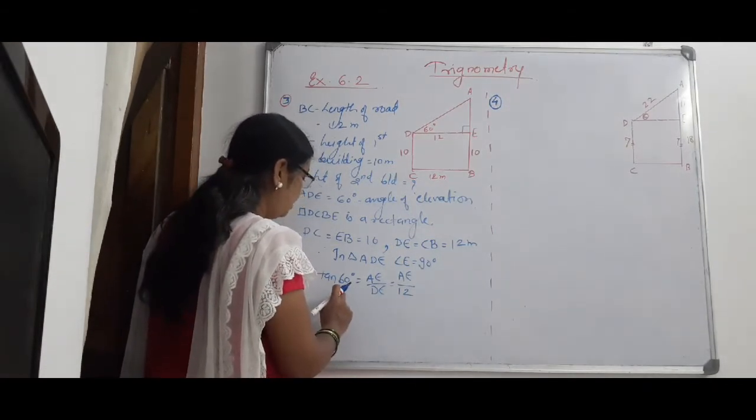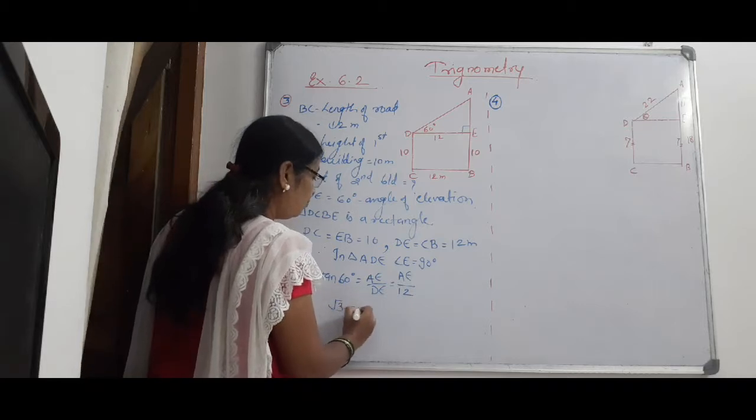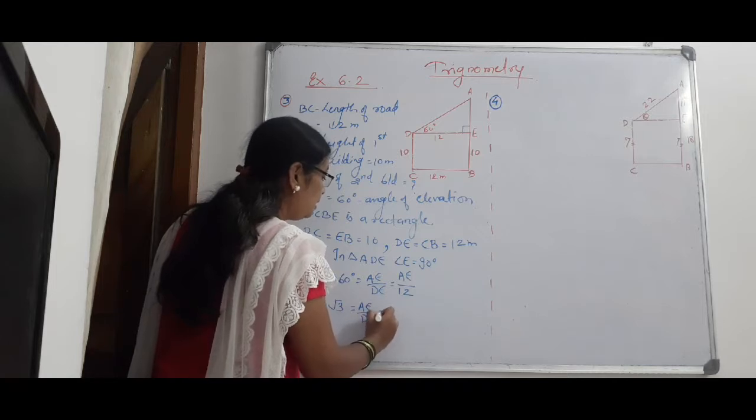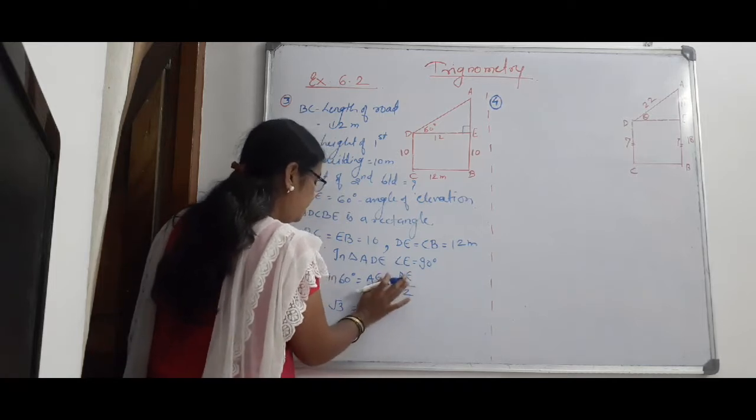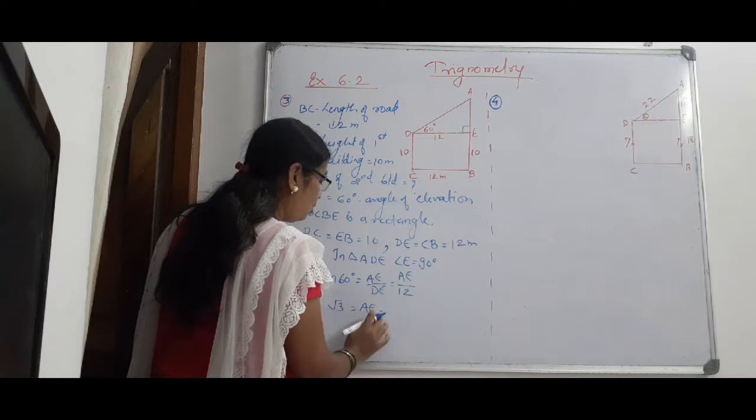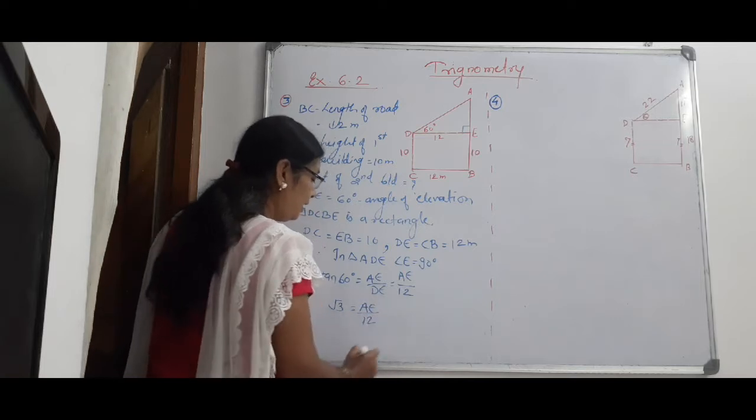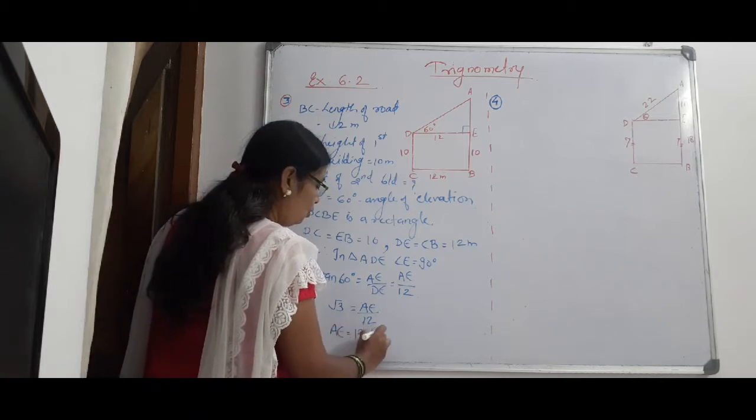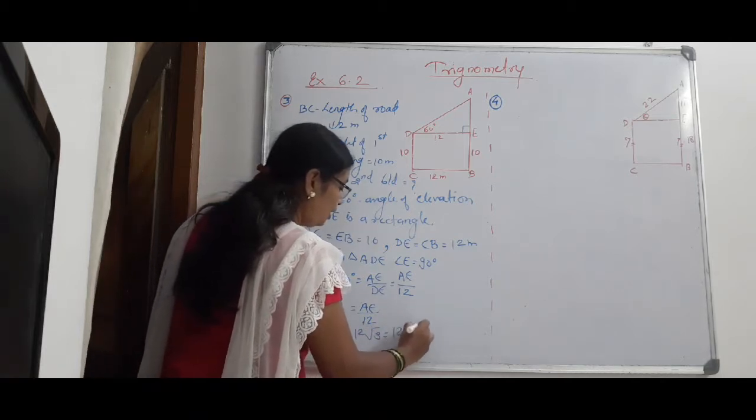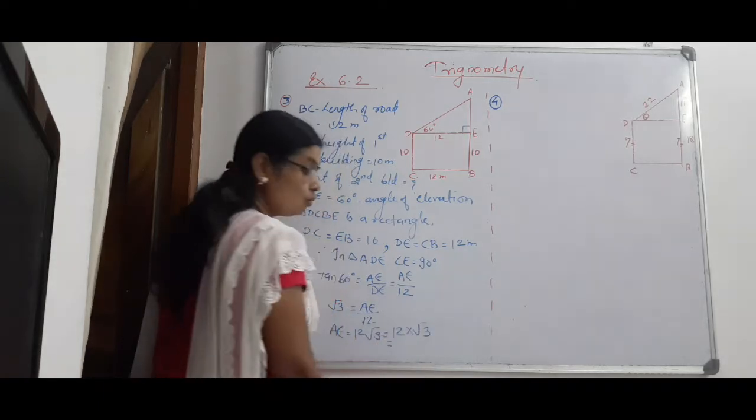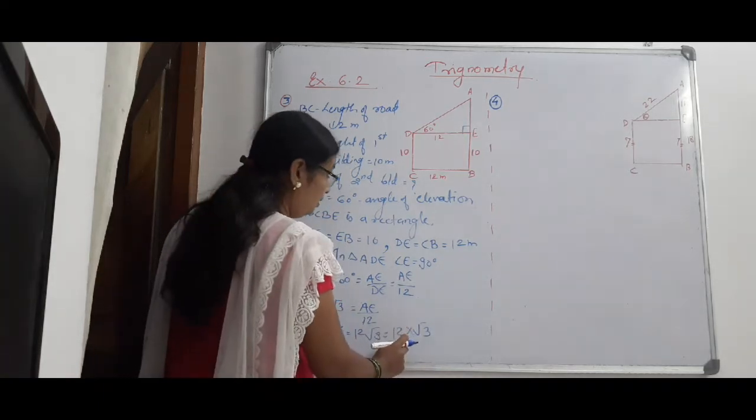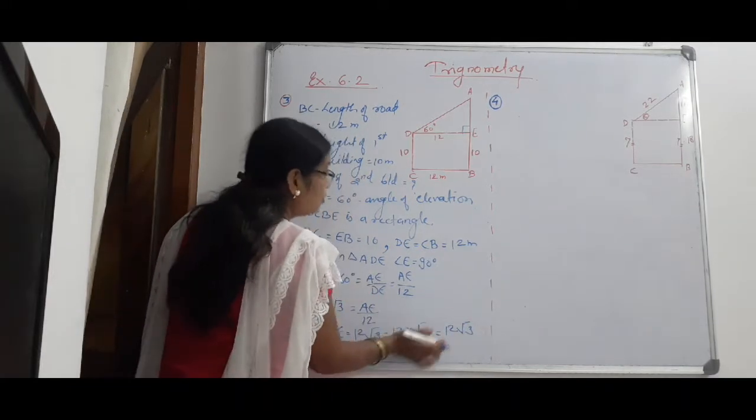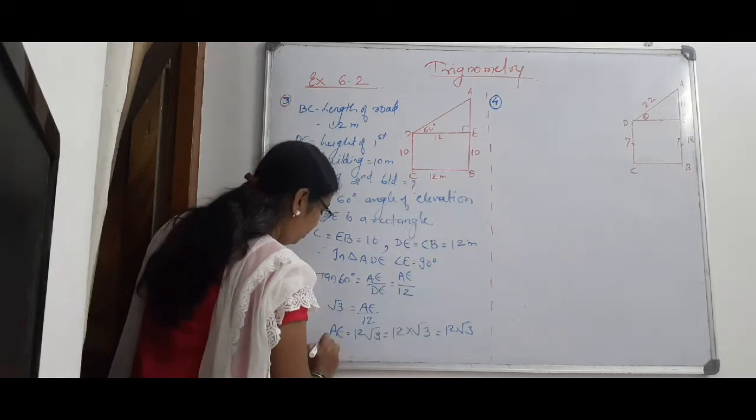What is tan 60? Root 3. Tan 60 is root 3 and therefore AE upon DE is AE upon 12. Now do the cross multiply. What you get? 12 root 3. And then put the value of root 3 here. 12 into root 3. 12 root 3. And what you have to find out, students? AB.